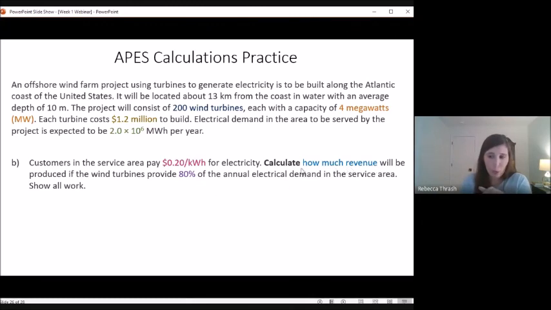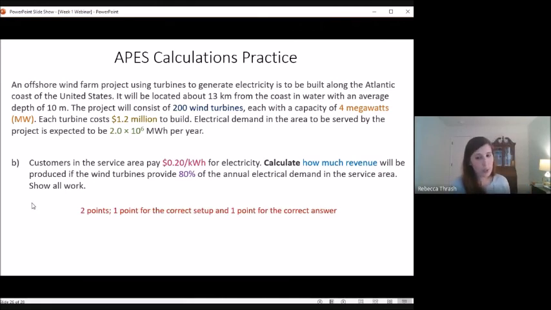We've got to have a revenue number, so that's going to be a dollar amount. Now again, 2 points for this. 1 point for your correct setup and 1 point for the correct answer. So our starting place is that 80% number, which was 1.6 times 10 to the 6 megawatt hours, okay? But now we need to put in all of the rest of the information. So we know that customers in the service area pay this much for electricity, right?